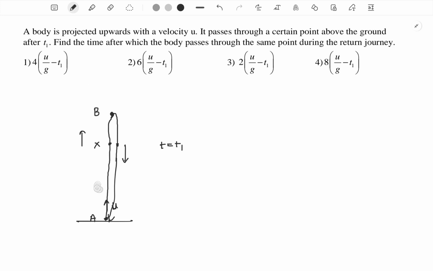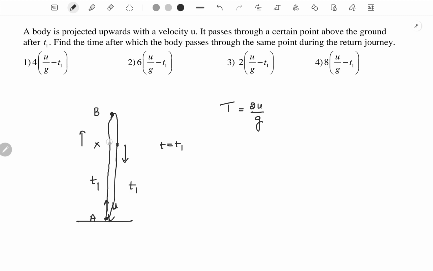Okay. See, if it has taken a time t1 to go from a to x, definitely when it goes from x to a, it would take the same amount of time t1. That's the first point. The next thing is, the total time of motion, the time of flight, is equal to 2u by g. So now the total time is 2u by g. Now the question they're asking us is, if it crosses x at this particular instant while going up, after what time it will pass through the same point x while going down.